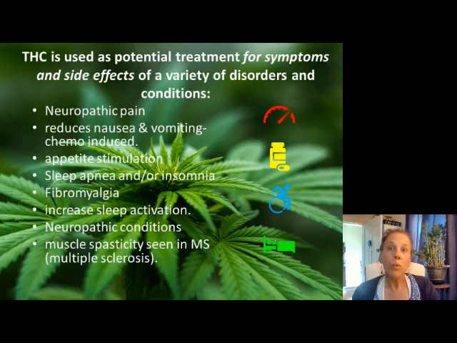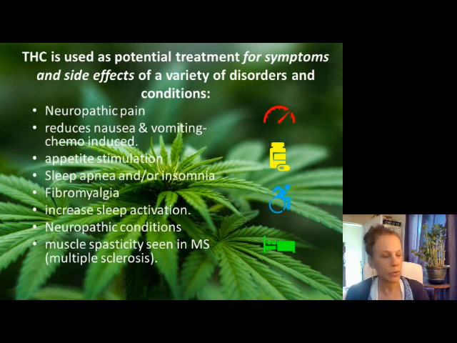So, what is THC even used for? Well, one of the things it's used for, and again, primarily symptoms and side effects of these things, is neuropathic pain. It also has been clinically proven to reduce nausea and vomiting, especially when it's chemo-induced. It's also known to be good for appetite stimulation, and also for sleep apnea.